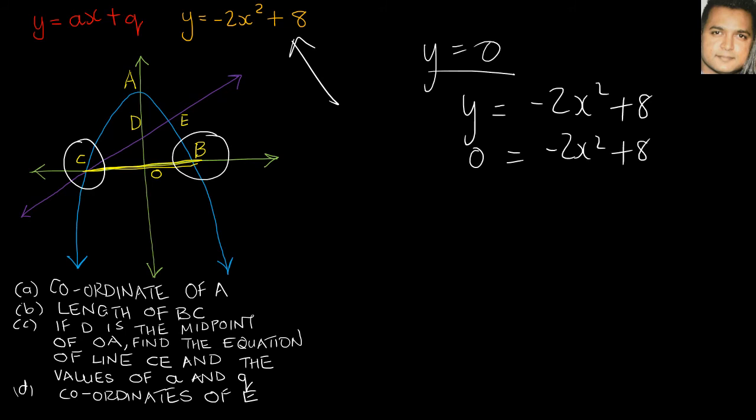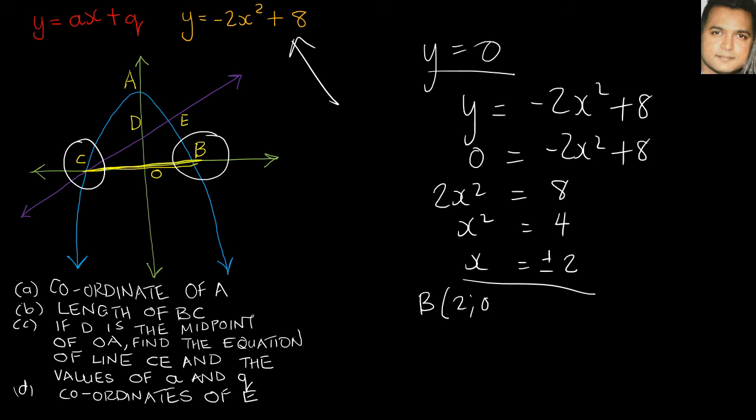plus 8. Bring the minus 2x squared to the other side. We have 8. Divide both sides by 2. We have 4, so x is equal to plus or minus 2. So the coordinates for B would be (2, 0), and C will be (-2, 0). So we know this to be 2 and this to be minus 2. Now we know the distance between those two will be 4 units.